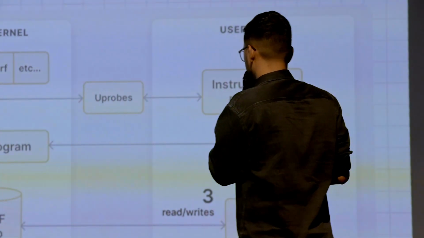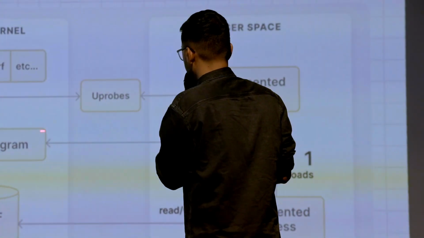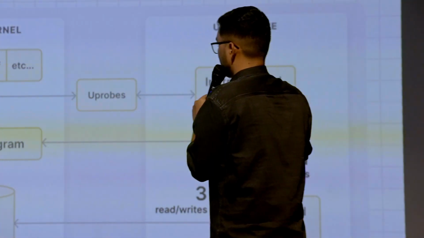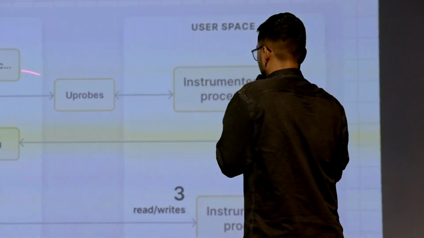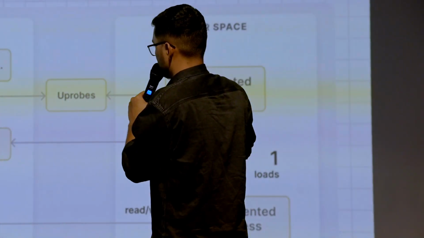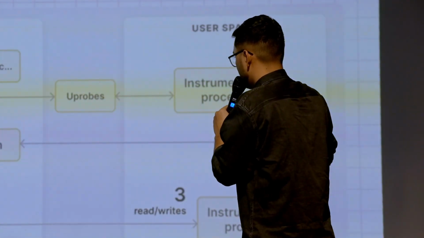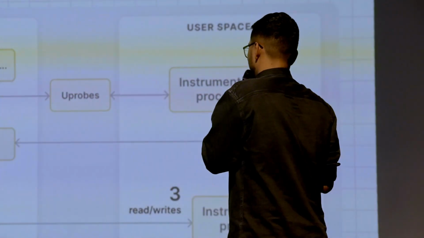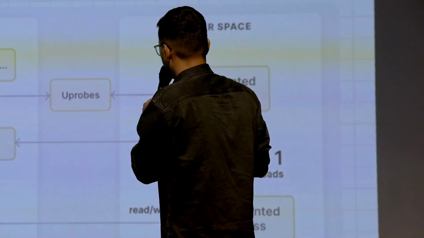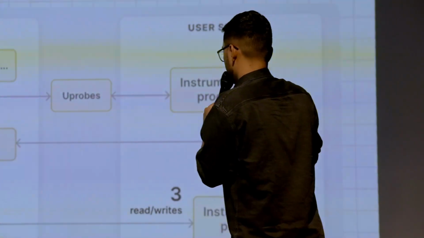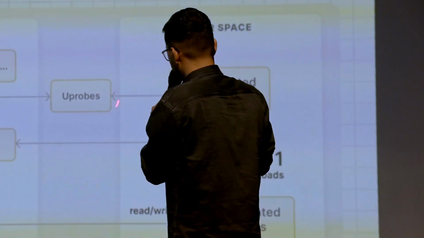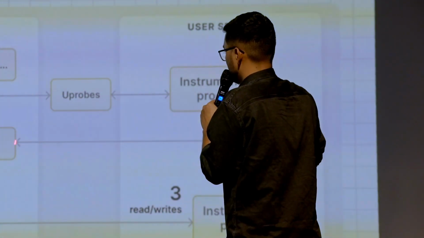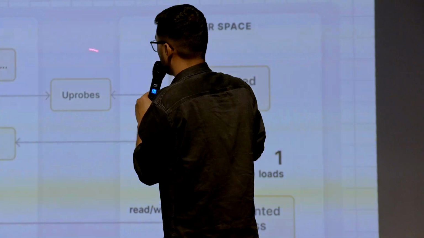So here the instrumented process loads the eBPF program. It then hooks itself to kernel probes, perf events, etc. And then it stores the data inside this eBPF map, which can be read or written by this instrumented process, and it gets the data from this map. And also there are uprobes as well, that are linked to another process, and this eBPF program can hook itself to this uprobe as well.